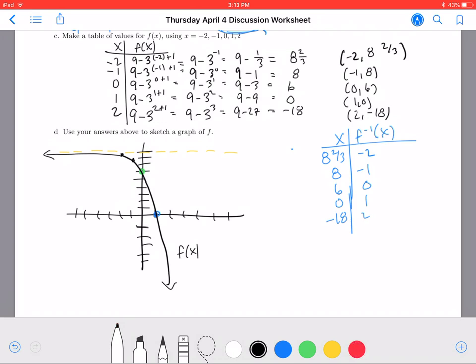Oh boy, 1, 2, 3, 4, 5, 6, 7, 8. 8 2/3 and -2. About here. 8 and -1. Here. 6 and 0. Here. 0 and 1 here. Negative, oh boy. So if I connect the dots that I have, I get this shape. That's going to continue going in that direction.